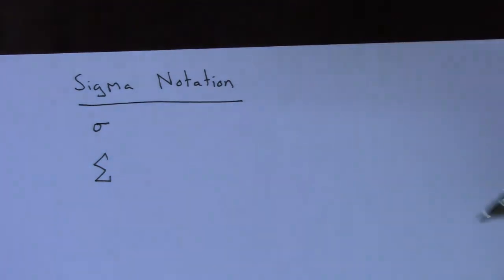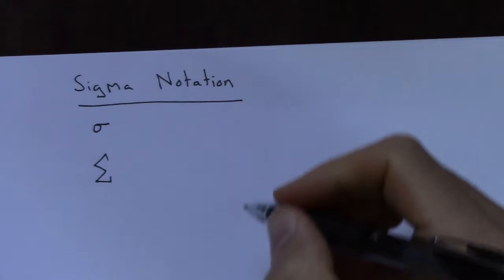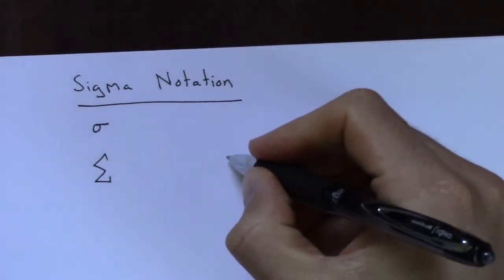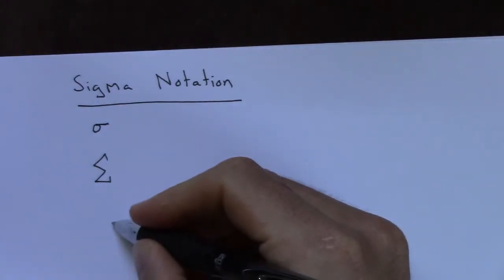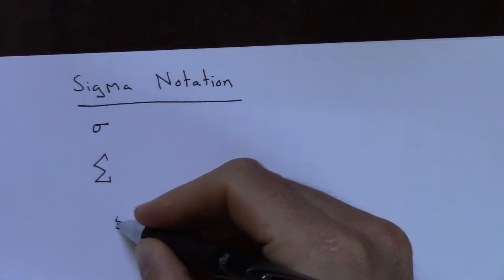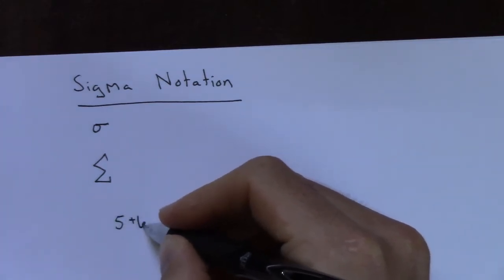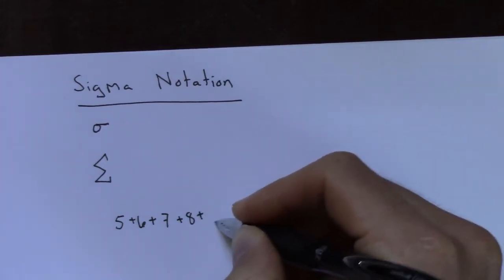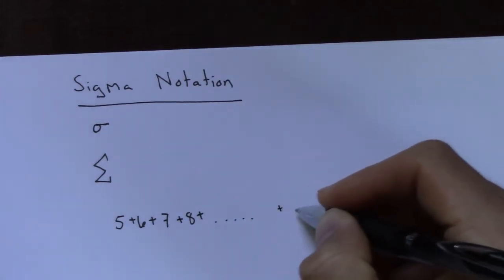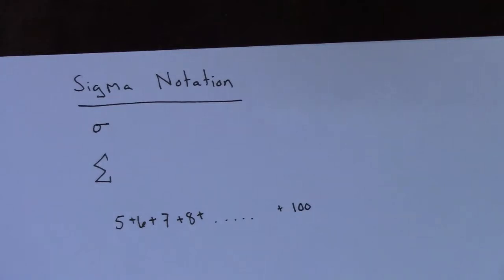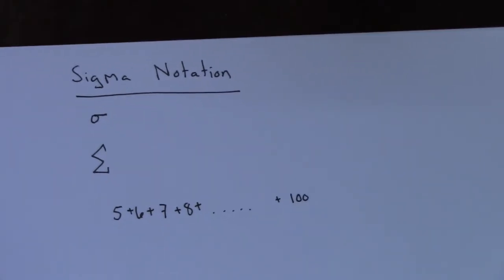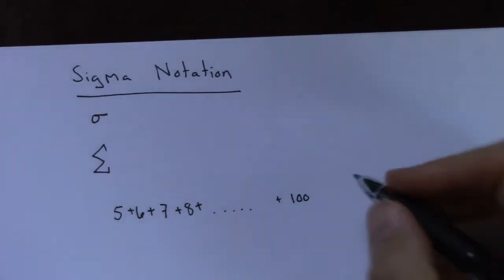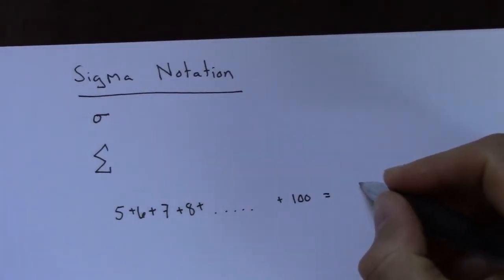addition. So for example, suppose I had a list of numbers, and that list of numbers started at 5, and I was just adding every number, 6, 7, 8, all the way up to 100. And if I wanted to write out all those numbers, it would take quite a bit of work. But I can shorthand that, and I can rewrite this statement as the following.